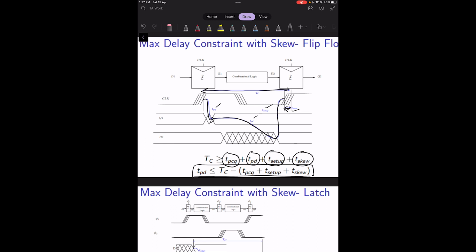And all of this summed together should be less than or equal to TC, right? If it goes above TC, then you're going above the time interval. Now, when you rearrange these terms, what you obtain is basically the expression for TPD. And this is exactly how you will compute TPD for a flip-flop based system.